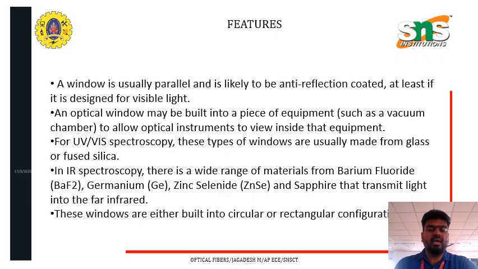For UV, visible spectroscopy, these types of windows are usually made from glass or fused silica. In IR spectroscopy, there is a wide range of materials, from barium fluoride, germanium, zinc selenide, and sapphire, that transmit light into the far infrared. These windows are either built into circular or rectangular configuration.